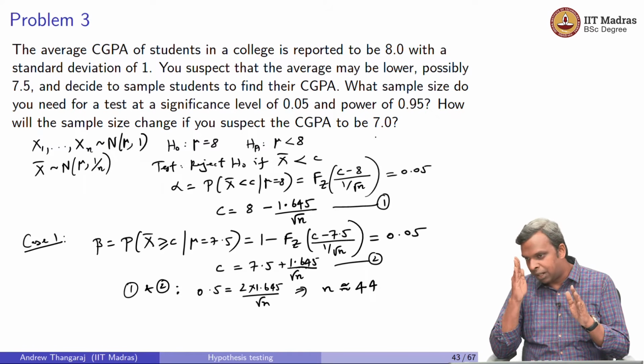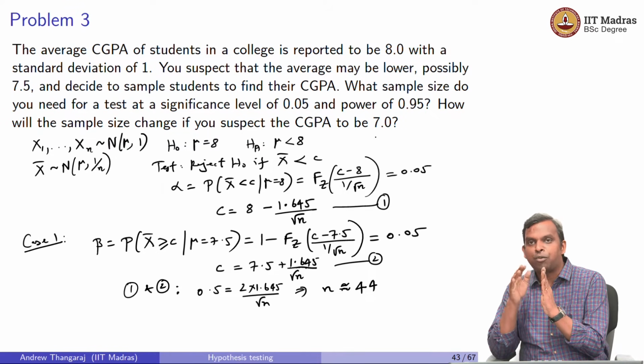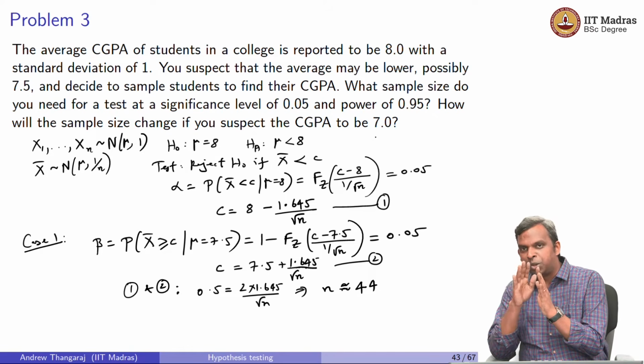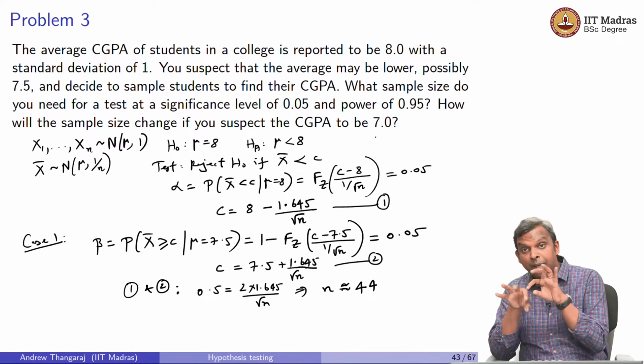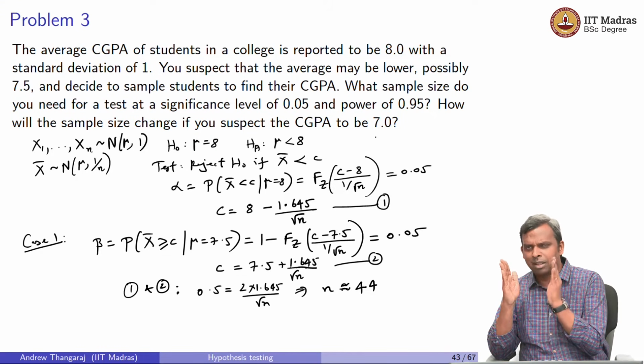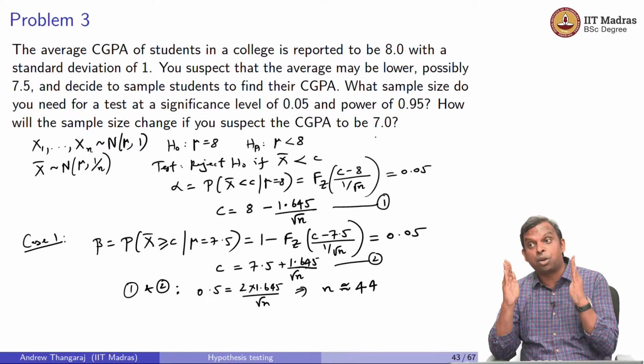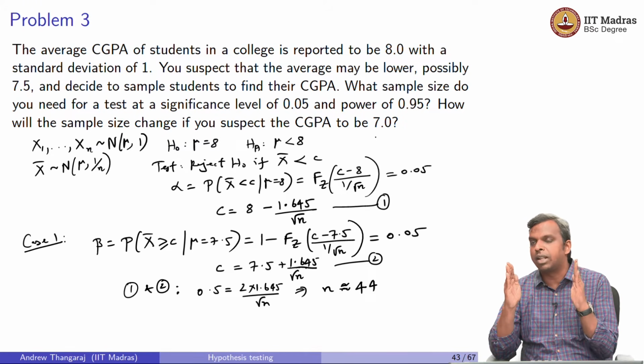I'm suspecting the null to be 8. My alternative is 7.5. It's close to me. I needed 44 samples to make sure I can distinguish between these two, both in type 1 error and type 2 error. Okay. I need 44. Okay, because 7.5 is close. My alternative is going away. I want power only against an alternative which is farther away. 7, okay, 8 and 7.